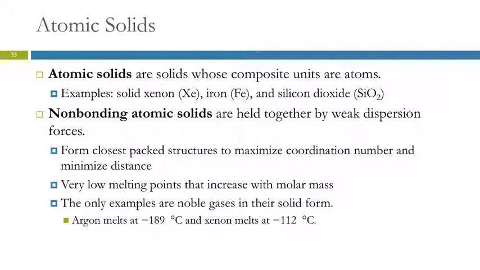Non-bonding, just held together by weak dispersion forces. They're going to form whatever closest packed structure will maximize their coordination number or minimize the distance. They have very low melting points because the dispersion forces are so weak. Those melting points will increase with size, with molar mass. The only examples of non-bonding atomic solids are noble gases in their solid forms. And you just have to cool them way, way down, and you can get them to solidify.